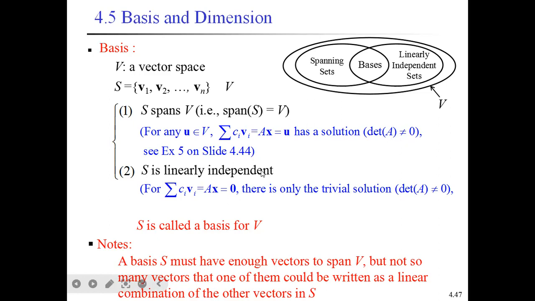And S is linearly independent. So for the linear combination summation Ci Bi equals 0, there is only the trivial solution, where the determinant of A is not equal to 0. In that case, S is called a basis. So a basis will be a spanning set and a linearly independent set. A basis S must have enough vectors to span B, but not so many vectors that one of them could be written as a linear combination of the other vectors.